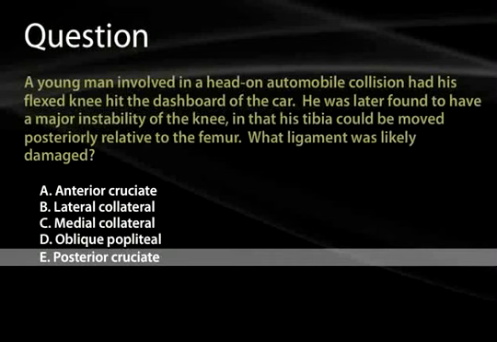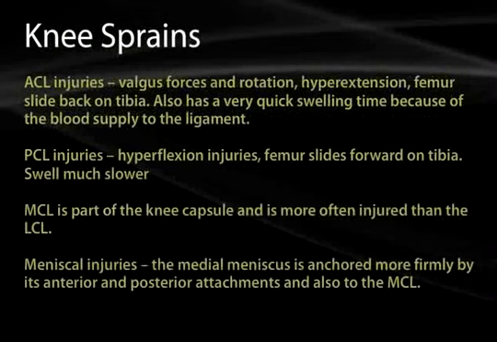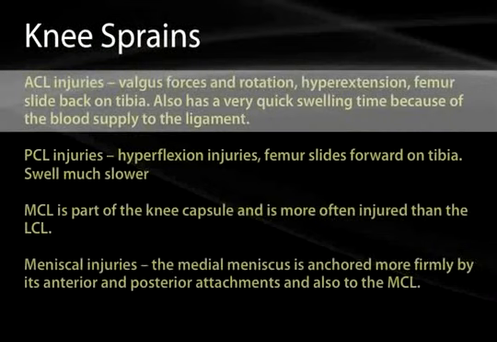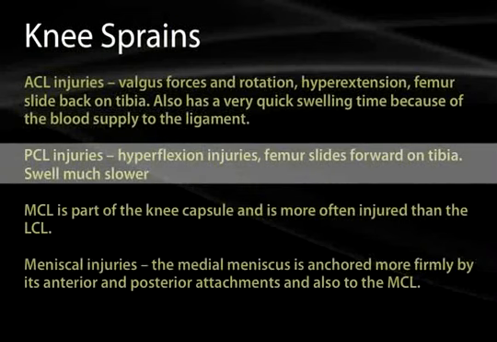And the lateral and medial collaterals will typically be damaged when there's a varus and valgus force. Strains include things like the ACL injuries, which occur where there's potentially a valgus force or rotation and hyperextension, and the femur will slide back on the tibia. PCLs, as we mentioned, will be more associated with hyperflexion injuries and the femur sliding forward on the tibia.